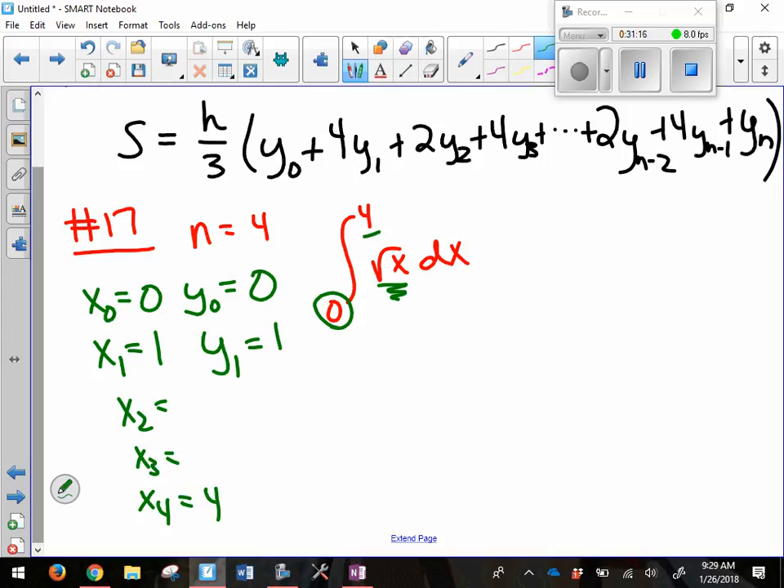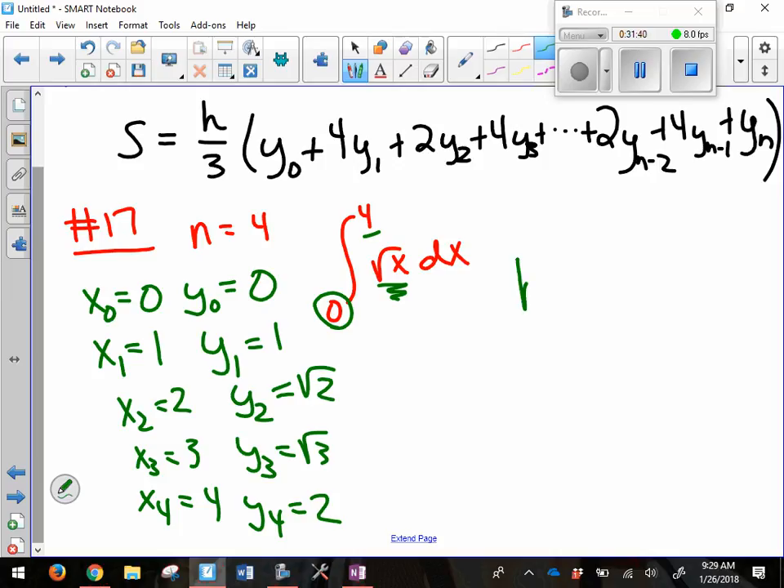If I have 4 subintervals, and my last one has to be my upper limit, what's x2 going to be? What's x3 going to be? Okay, so what's y2 going to be? There we go. And what's y3 going to be? And what's y4 going to be? Okay, and h is still equal to b minus a over n. 4 my upper limit, 0 my lower limit, 4 my number of subintervals, and that's going to give me 1.